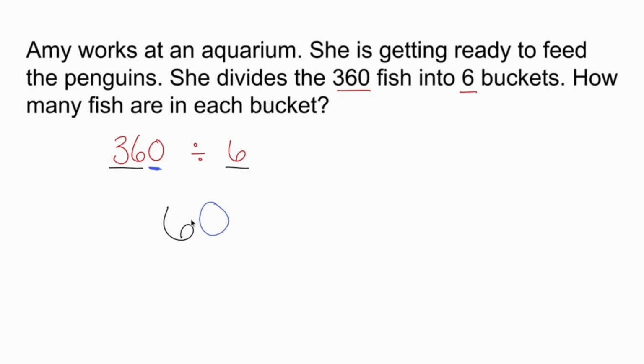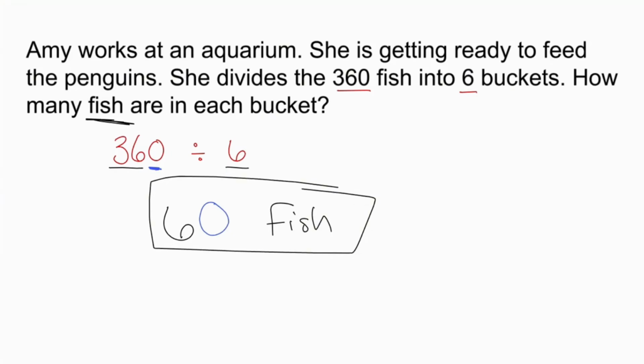Now this is a word problem, and it's asking how many fish are in each bucket, so the answer is going to be 60 fish in each bucket. And that's our answer.